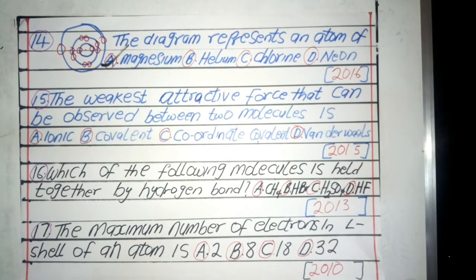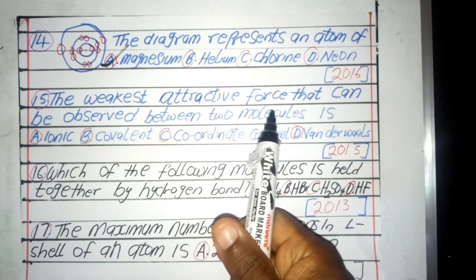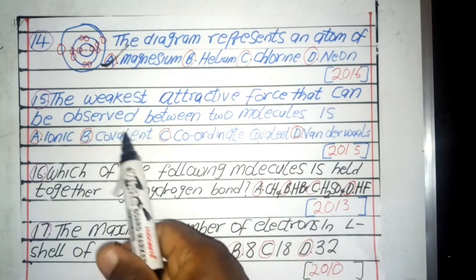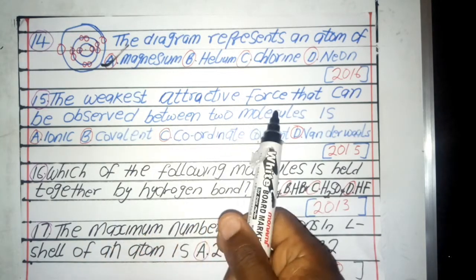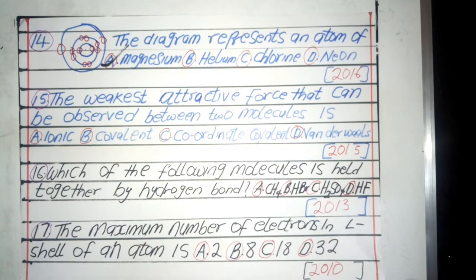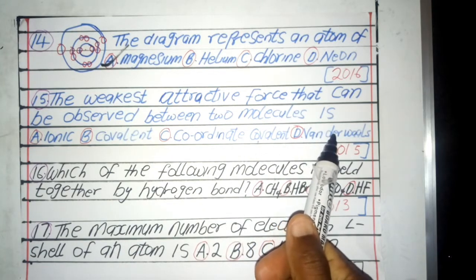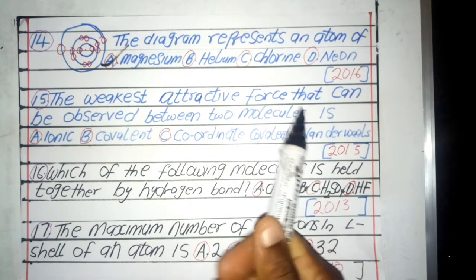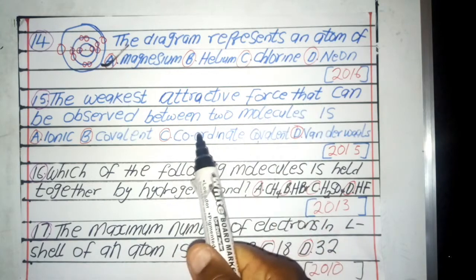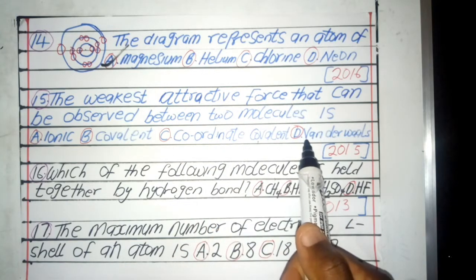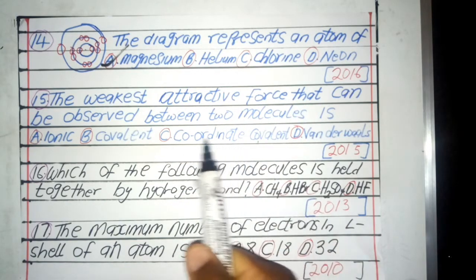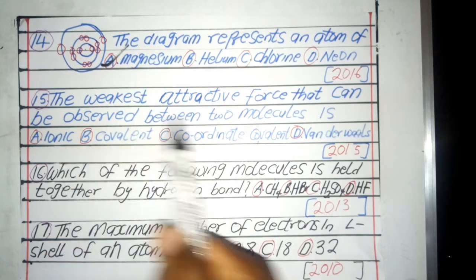So the next question. The weakest attractive force that can be observed between two molecules is, the weakest attractive force. The answer is van der Waals. Not coordinate covalent, not covalent, not ionic. Van der Waals.